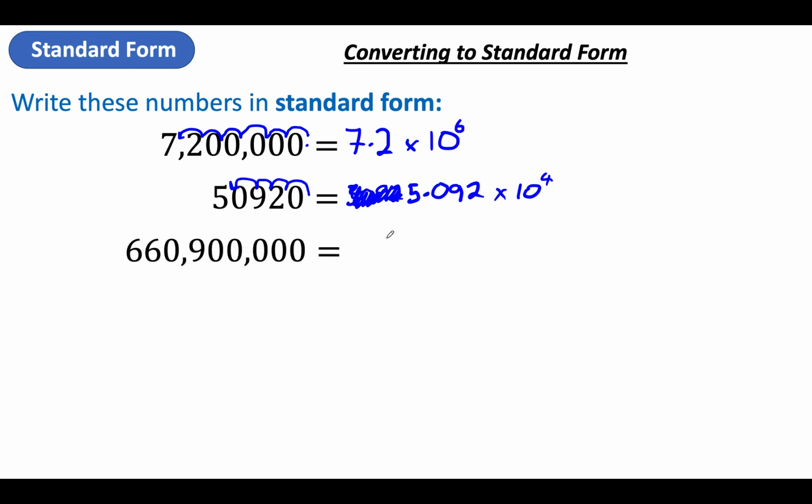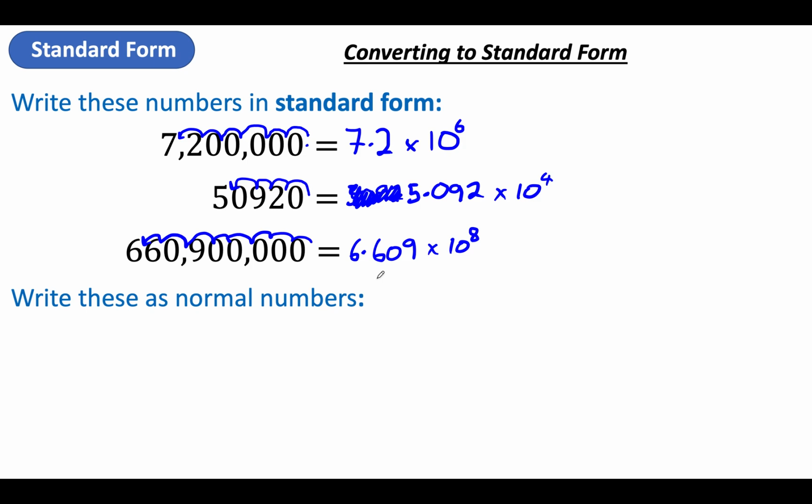Next one. This one in standard form. Well, first of all, let's write the decimal with the decimal point after the first digit, so 6.609 times by 10 to the power of, well, it's moved 1, 2, 3, 4, 5, 6, 7, 8 places to be in the right place. So it's 6.609 times 10 to the power of 8. These are just ordinary numbers, just written in standard form.